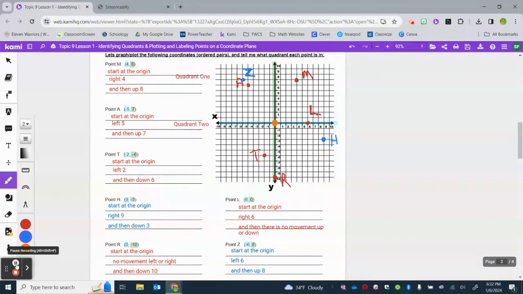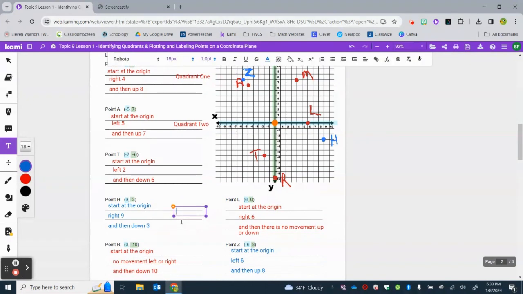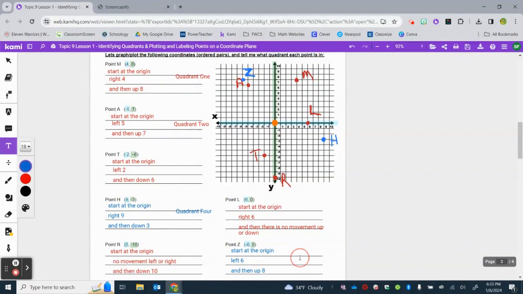All right, hopefully for point H, you were able to get the correct movement. And that movement should have been starting at the origin, moving right to 9 on the x-axis, and then going down 3 from that point. So right 9 and then down 3, you can see that is going to be in quadrant 4. And then for point Z, we started at the origin. We went left 6, and then we went up 8, and that is going to be in quadrant 2. I did a bad job here of telling what quadrant we were going to be in after each of these points. I apologize.